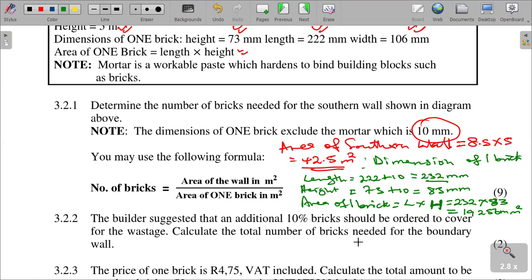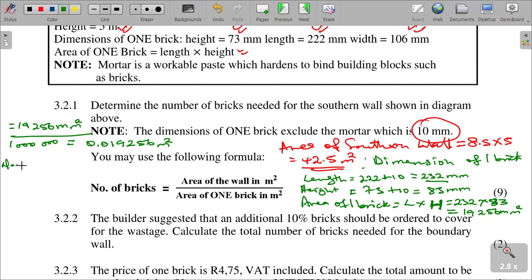The question is not yet done, and then we divide by what? By 1 million, so that we can get it in square meters again. So 19,256 over 1 million is going to give us 0.019256 square meters.